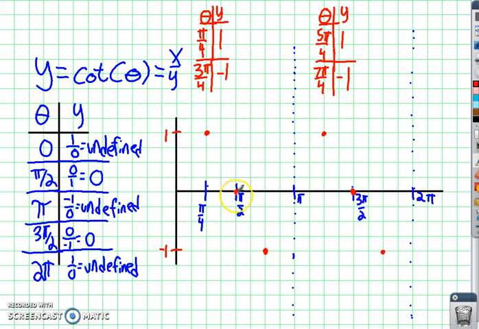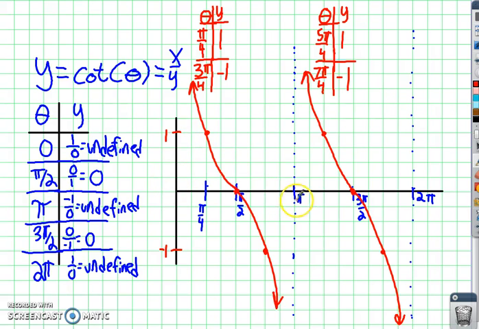Now notice the difference between the two graphs. They go in opposite directions, not a coincidence. They go the opposite directions that my tangent graph does, the same way sine and cosine flip around, if you thought about it. This is one period right here from 0 to pi, because look, it repeats itself. That's why the period is pi.